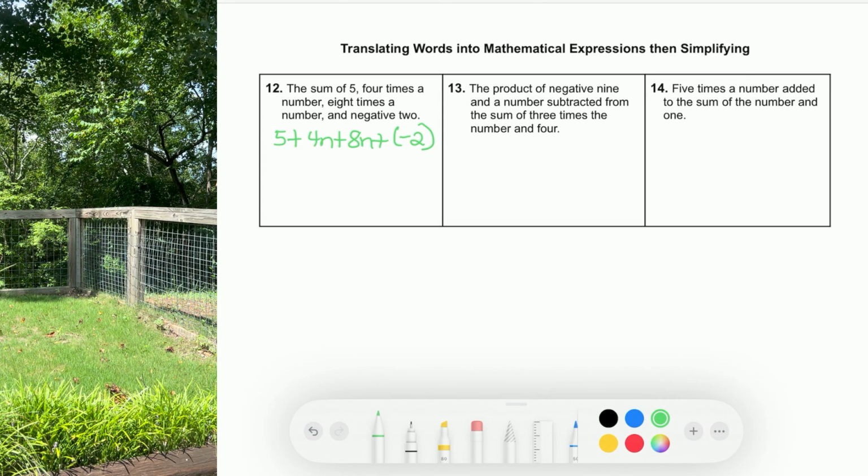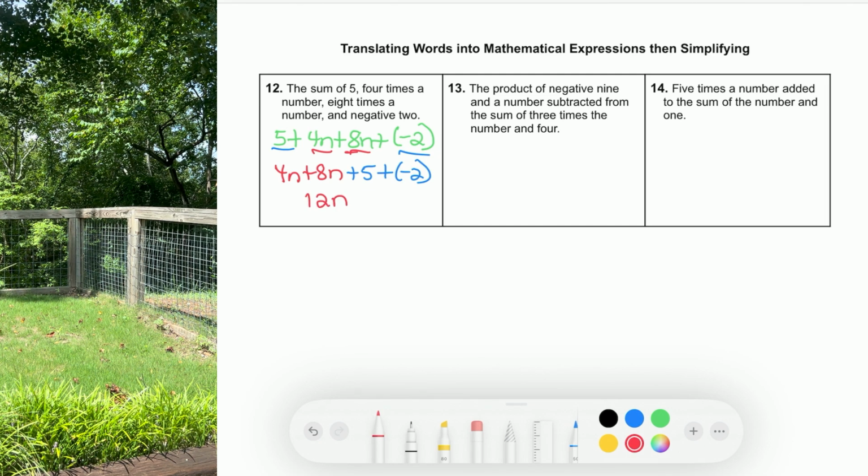So the terms that are alike are the 4n and the 8n, and then the 5 and the negative 2. So I'm going to reorder these. I have 4n plus 8n. And then I have plus 5 plus negative 2. 4n plus 8n is 12n. And then 5 plus a negative 2 is going to be the difference, which is 3. The 5 is greater, so it's a positive 3. And we have 12n plus 3 as our answer.